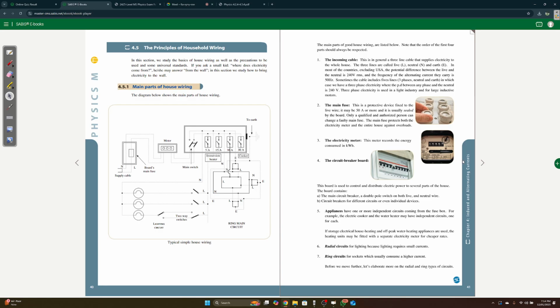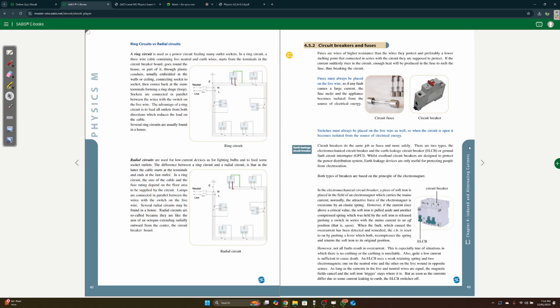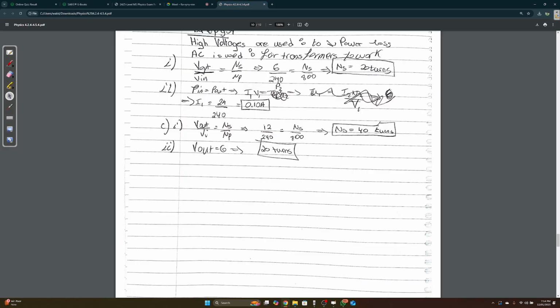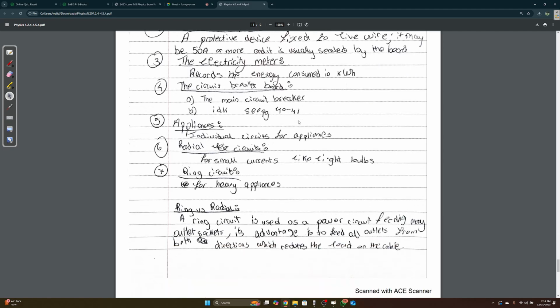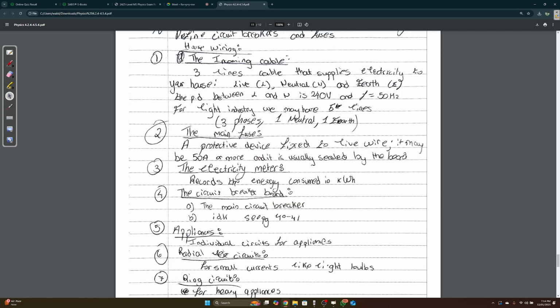So you have house wiring and you have circuit breakers and fuses. Earth wire, we don't do it. House wiring is very boring, with a lot of memorizing in it. These are seven things you need to know by heart.